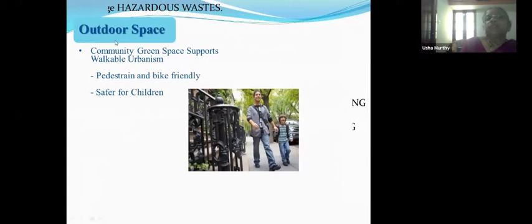And outdoor space, make provision for outdoor space. That is, community green space supports walkable urbanism. So make a footpath for pedestrians and bike-friendly, and it is safer for the children. So that should be there. That is, outer space should be provided.